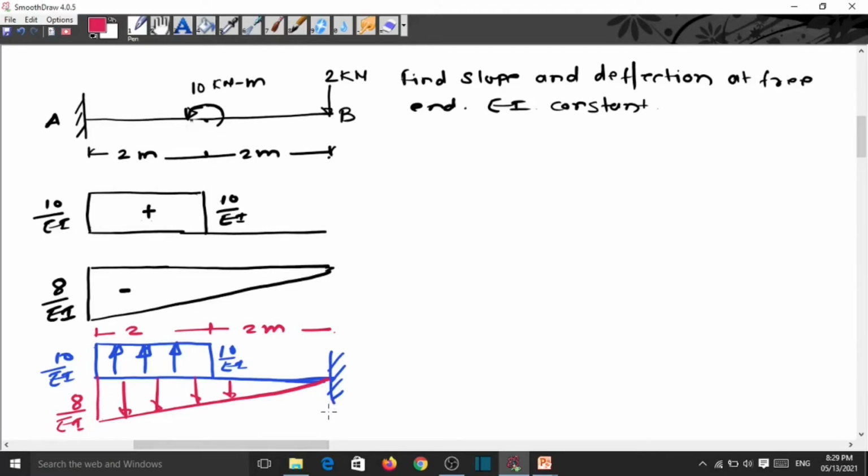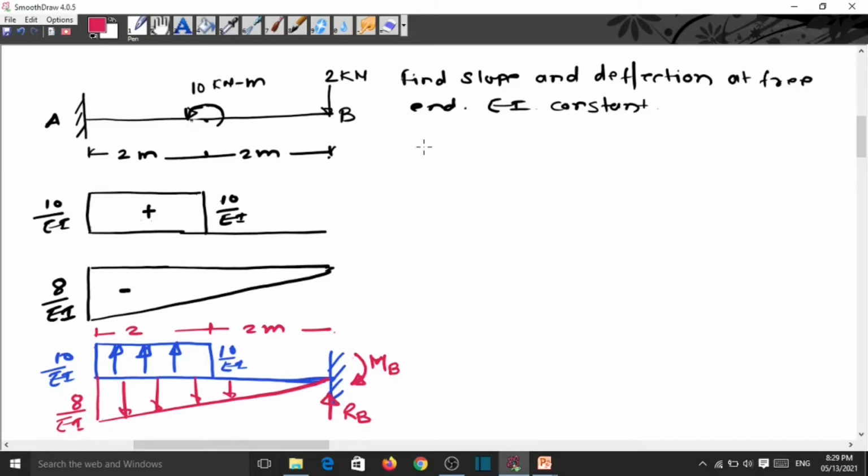Suppose we assume this is vertical initially. If our answer is positive, then our direction is correct. Otherwise we have to change the direction. Now we are assuming here this moment is clockwise initially.